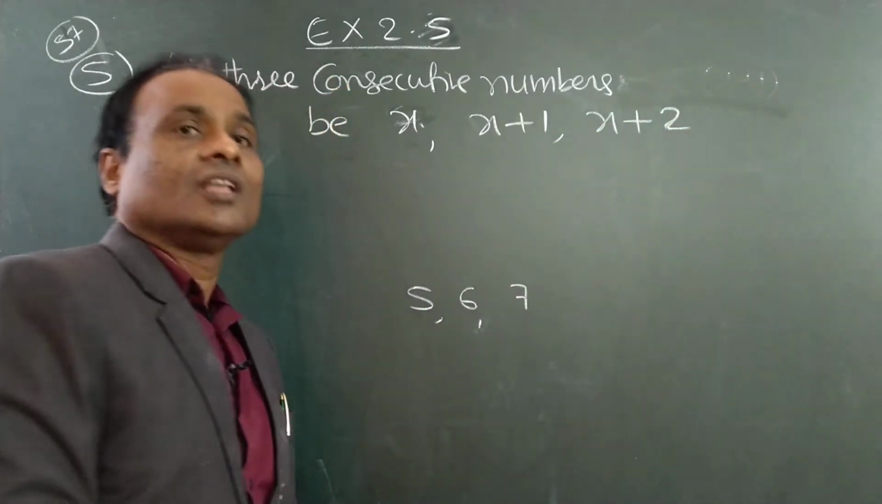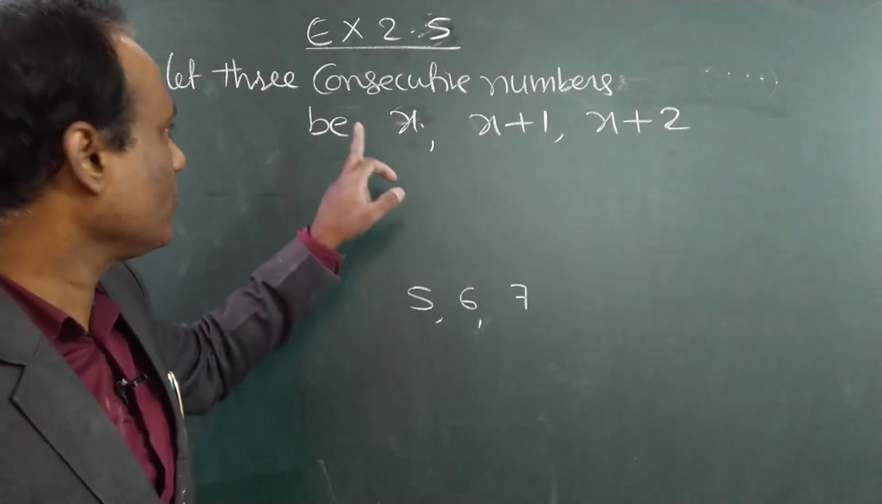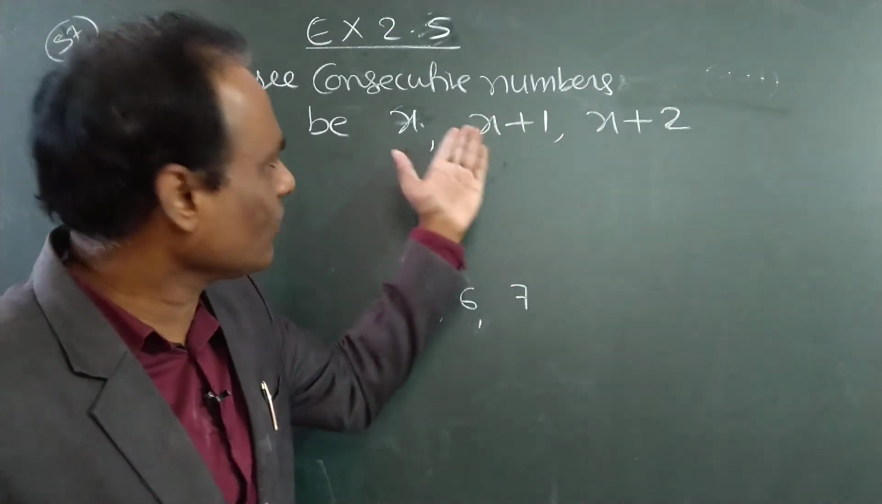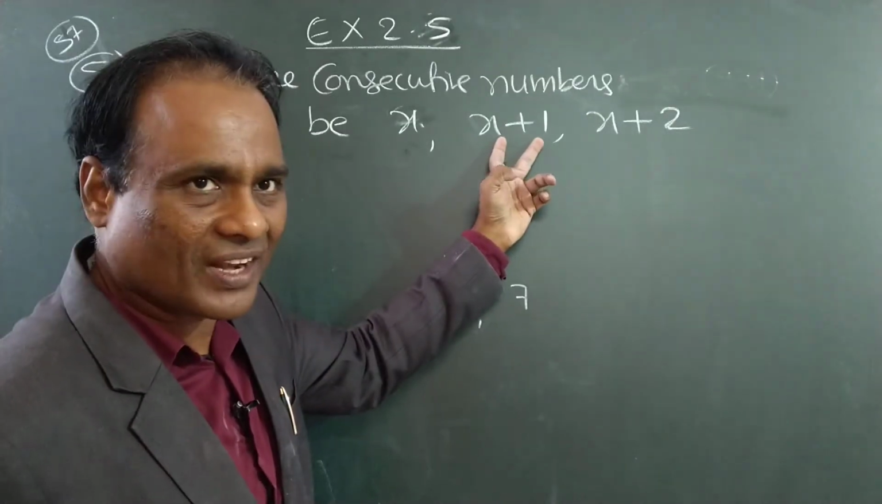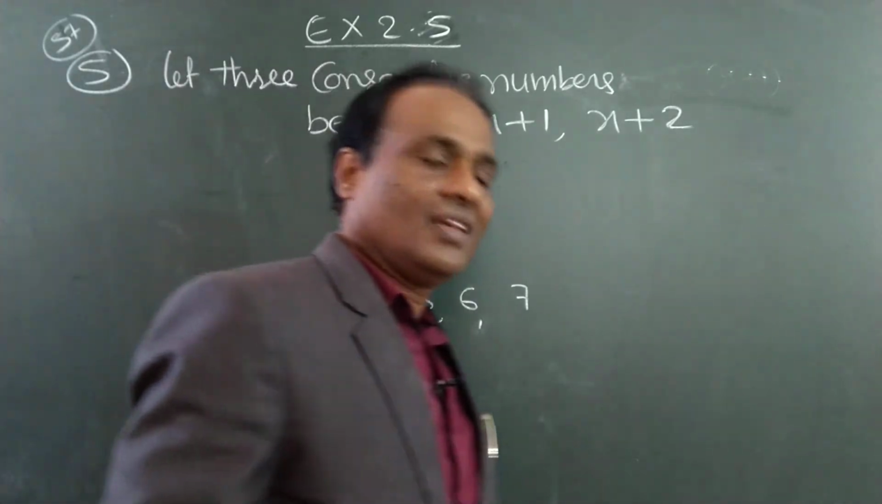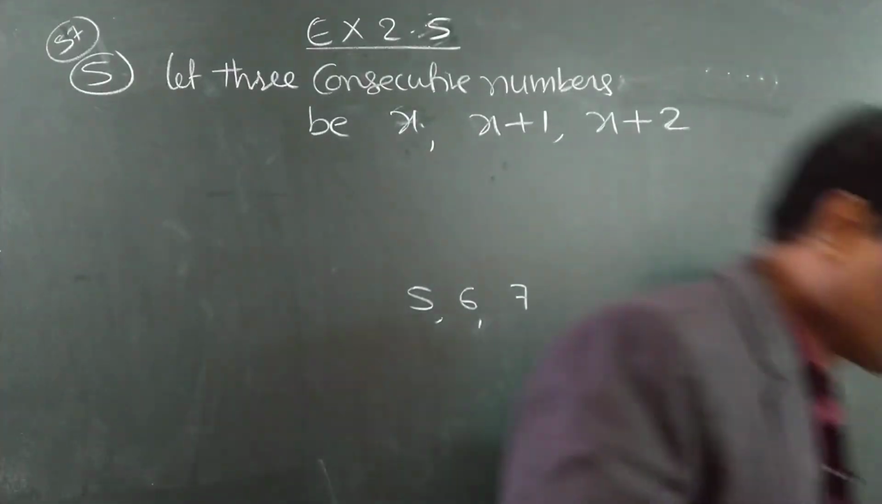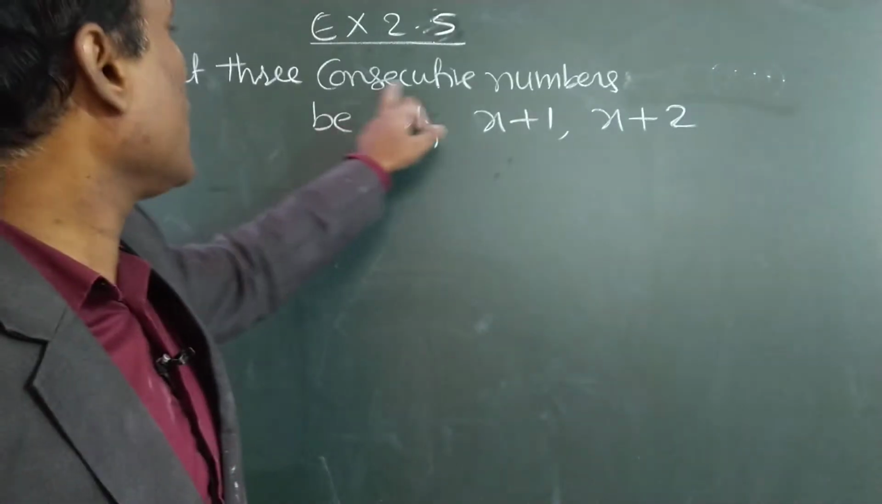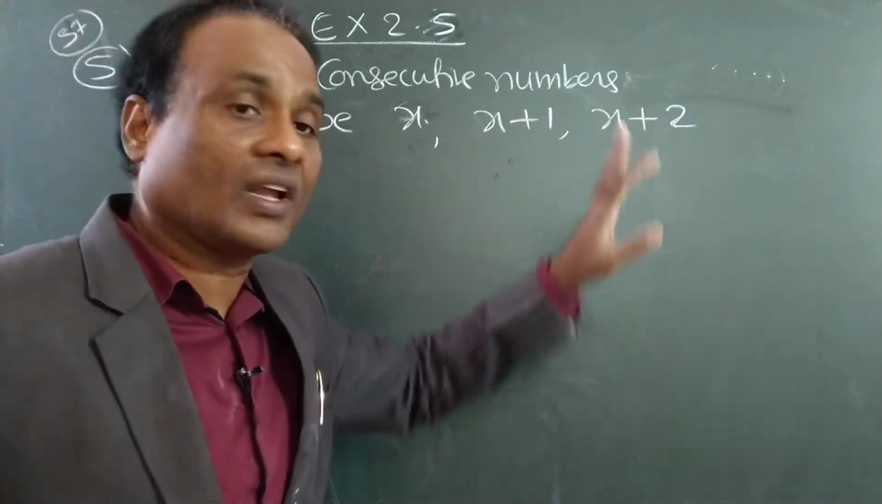See here. Let three consecutive numbers be x. Next number is x plus 1. Serial numbers, 1 difference. If this is x plus 1, next will be one more added to this, x plus 2. I am taking the numbers like this. So, remember this first step. Let three consecutive numbers be x, x plus 1, x plus 2.